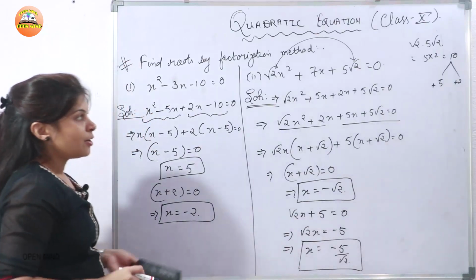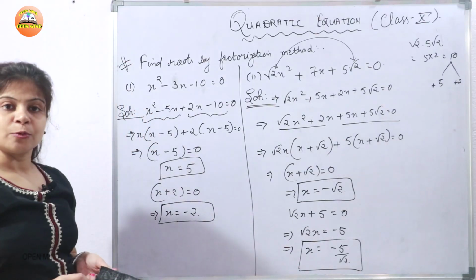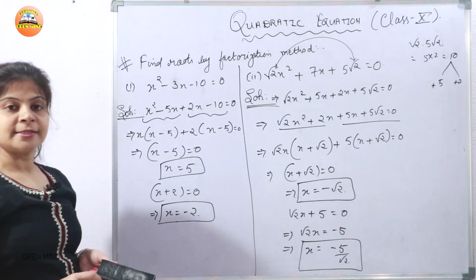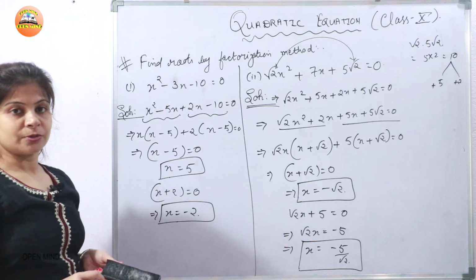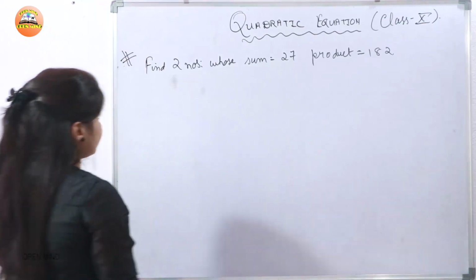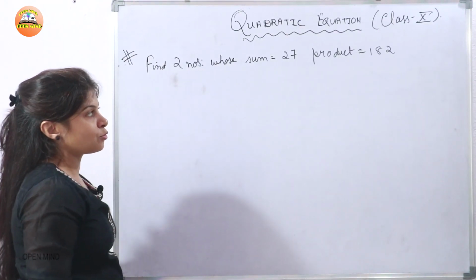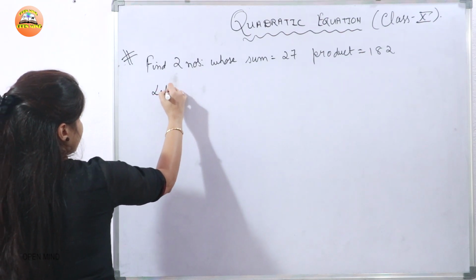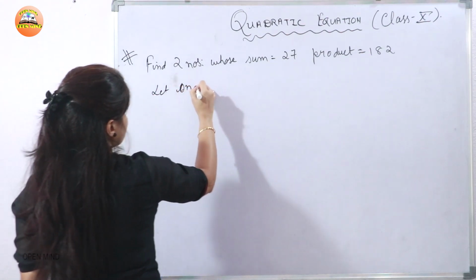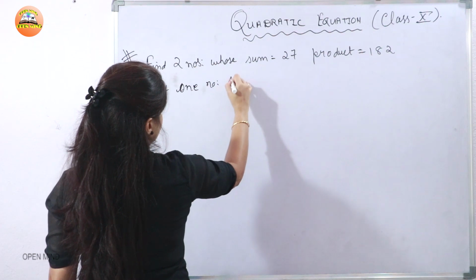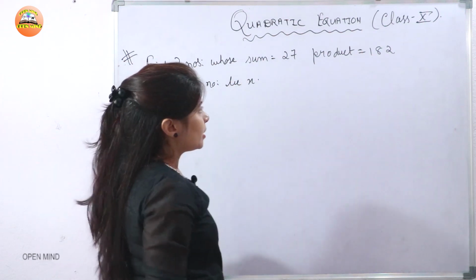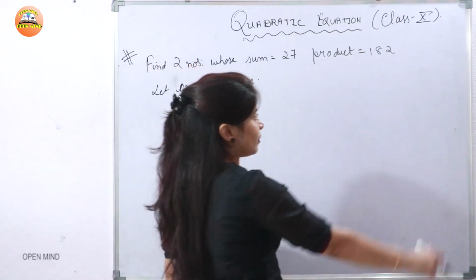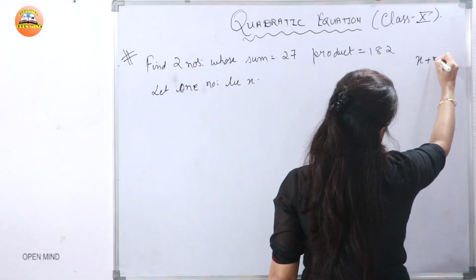So this is the way we solve the question of quadratic equation by factorization method, or we can say this method as splitting the middle term also. So this is another word problem. Find two numbers whose sum is equals to 27 and product is equals to 182. So we can take, let one number be x. Since we cannot use two variables here, we have to use only one variable. So do this part in your rough.